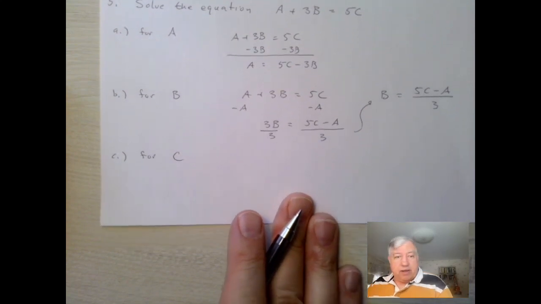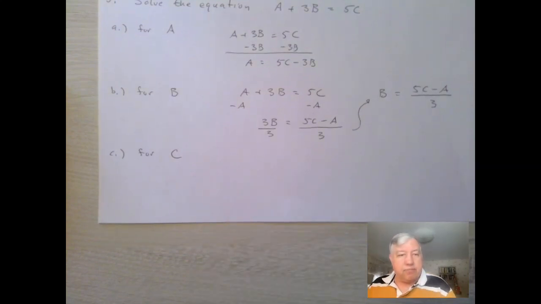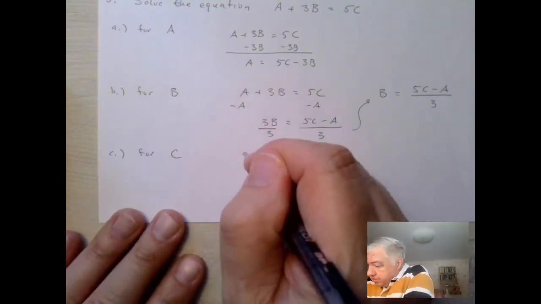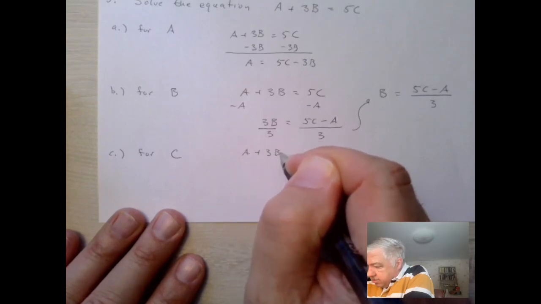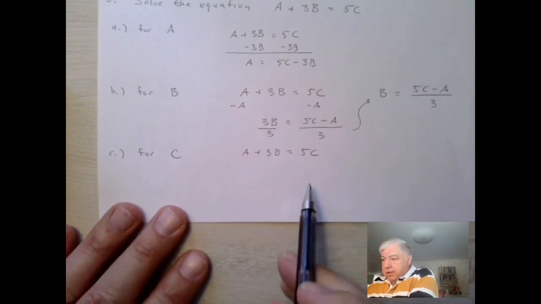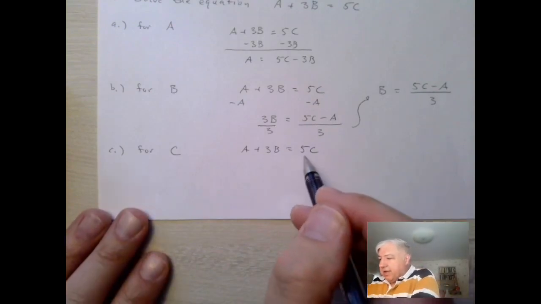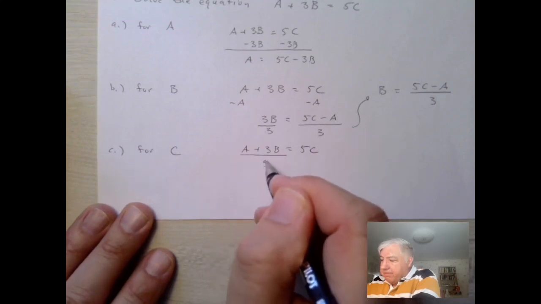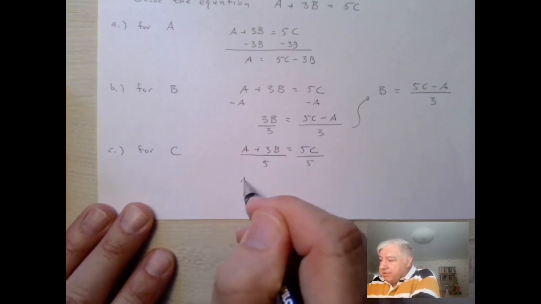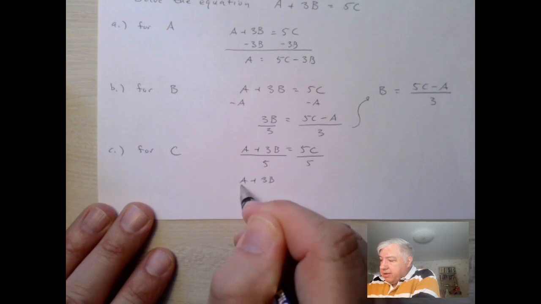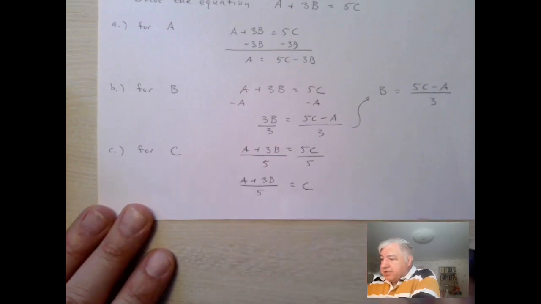And then finally, if we wanted to solve for c, well, there's only one c term, and it's already isolated. So all we have to do is get rid of this 5, and we do that by dividing both sides by 5. So (a plus 3b) over 5 is equal to c.